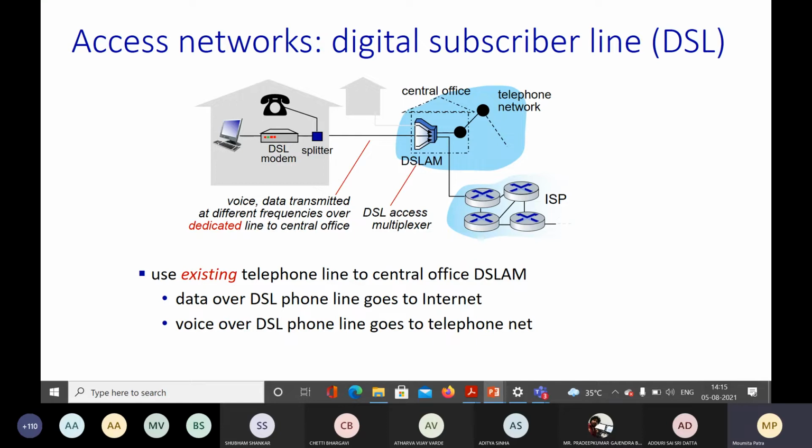Whereas if it is a digital signal, that is, if it is related to the internet, that signal will be transferred over to the local ISP. Here the ISP is shown with the symbol of the router. So these are basically routers. This is the symbol of routers. They are connected with each other.